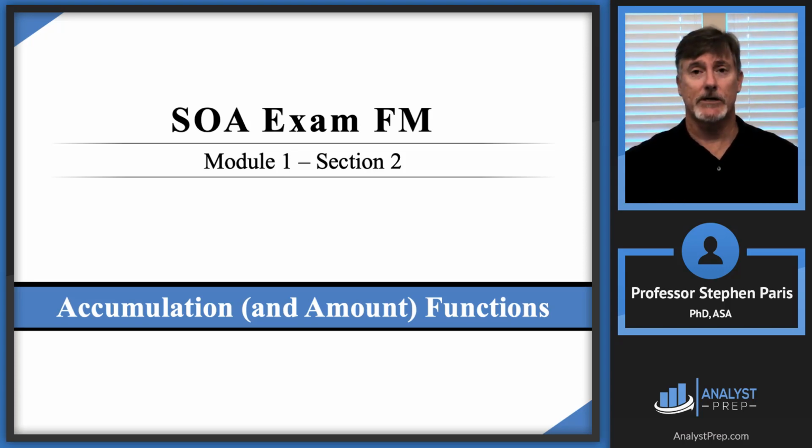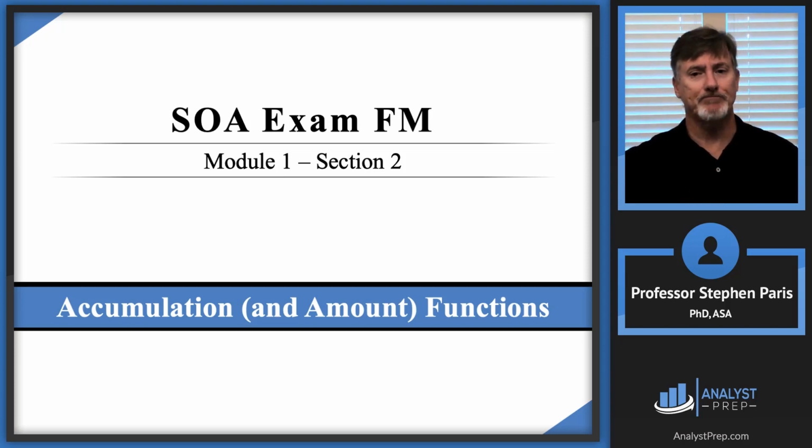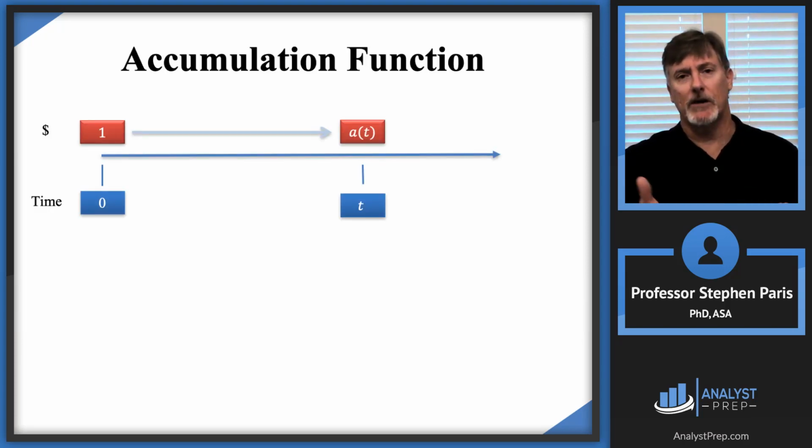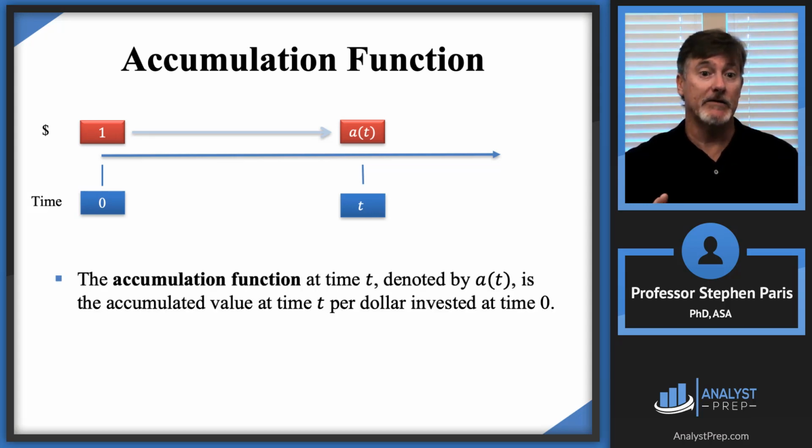This will be terminology that you're expected to know, the accumulation function. And I think the best way to introduce the idea of the accumulation function is with the use of a timeline. This timeline illustrates what the accumulation function is. I'm thinking of t as the independent variable, and so a of t is what's representing the accumulated value. So a of t is the accumulated value at time t per dollar invested at time zero, for each dollar that's invested at time zero.